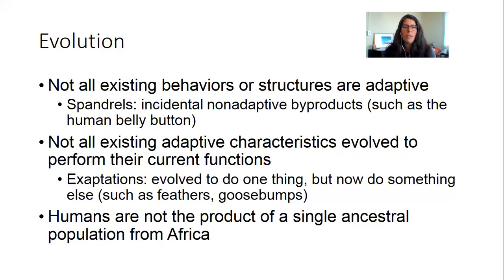Not all existing adaptive characteristics evolved to perform their current function. These are called exaptations. It evolved to do one thing, but now does something else. Goosebumps are an excellent example of this.